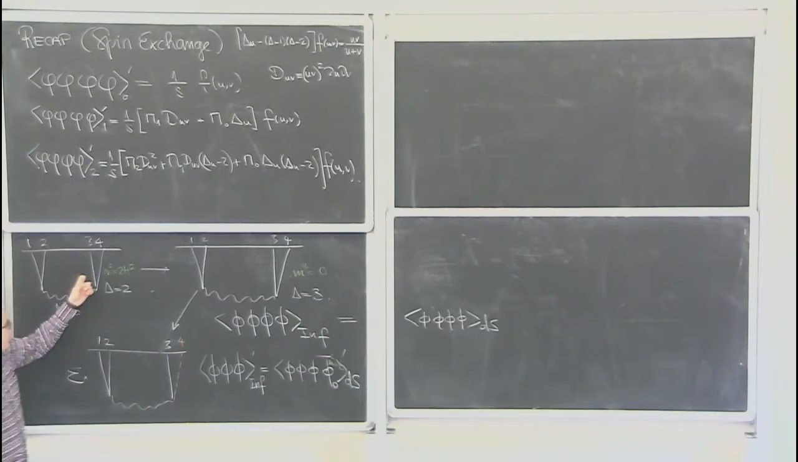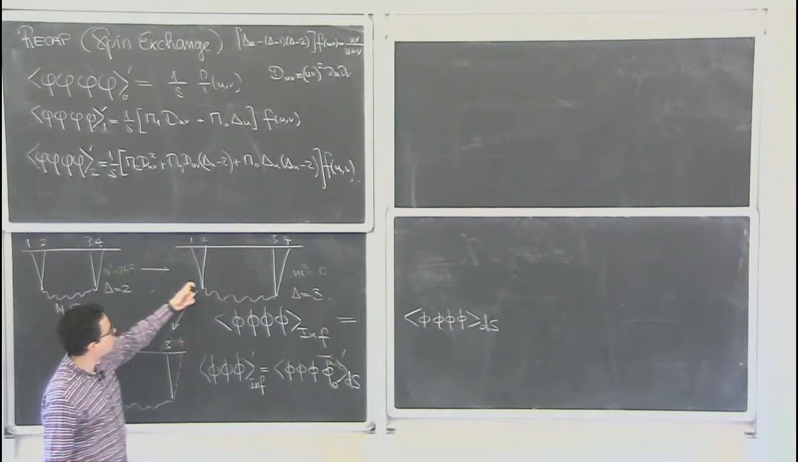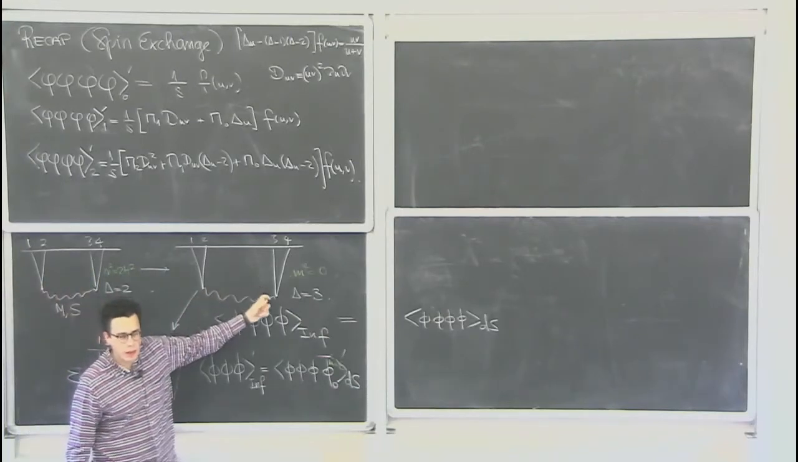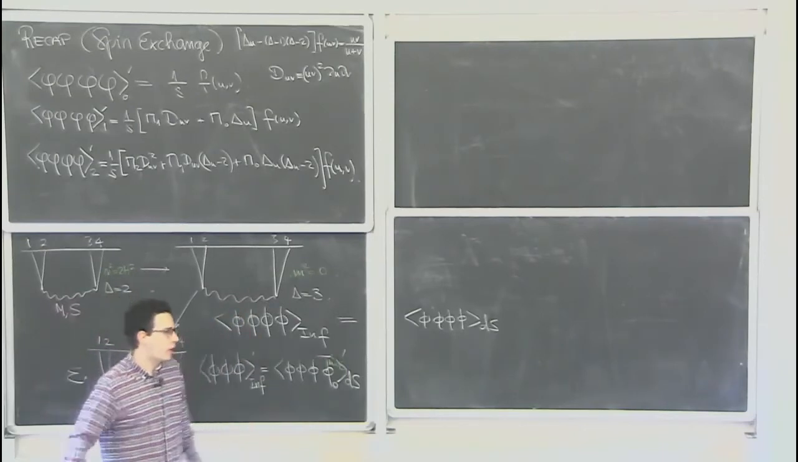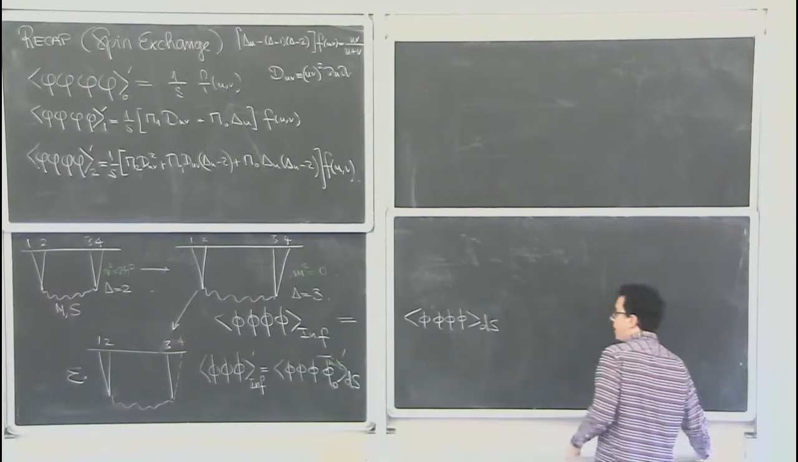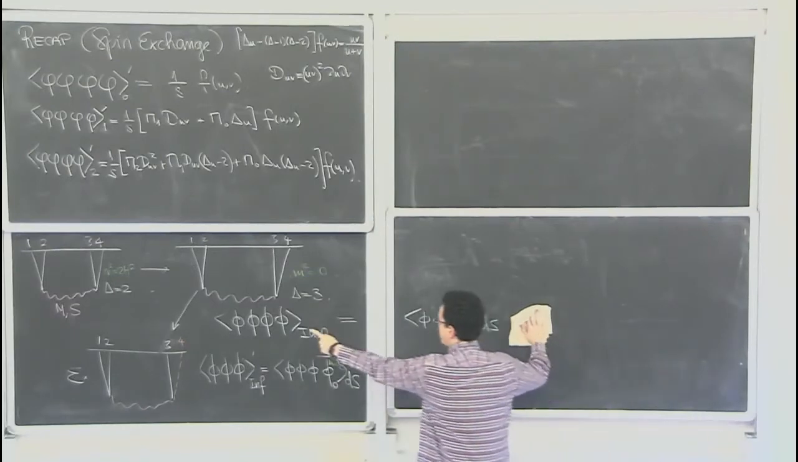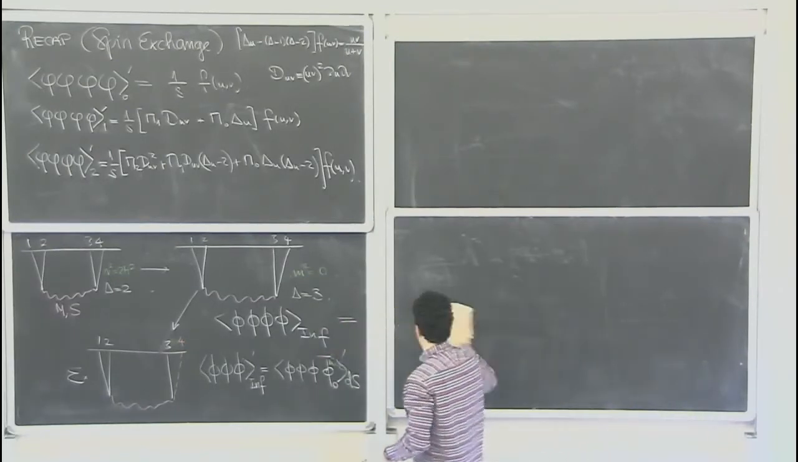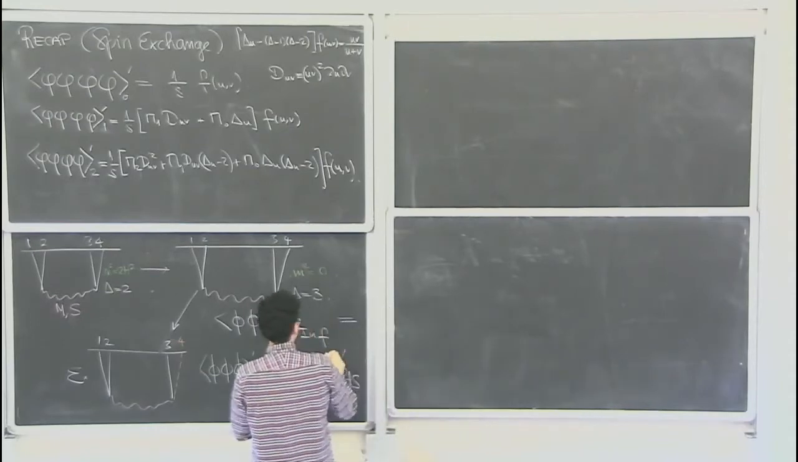So there's a little story about how you go from m squared equals 2 to m squared equals 0. It boils down to some differential operators. They're called weight shifting operators. So, well, this is continuation here.